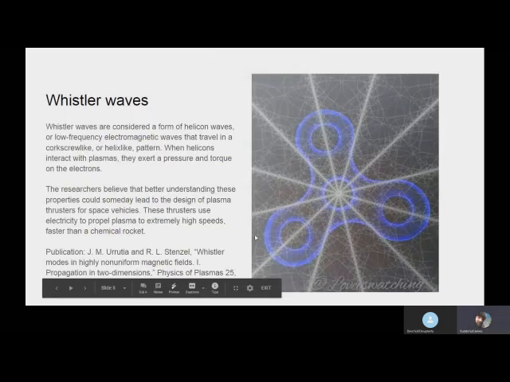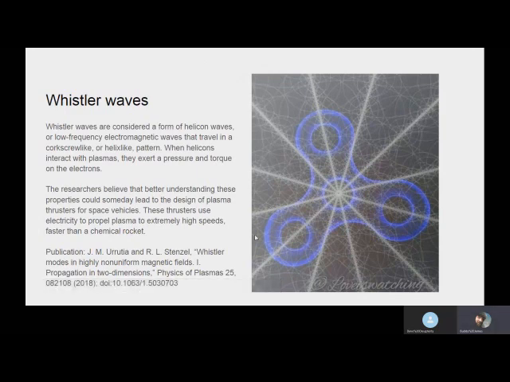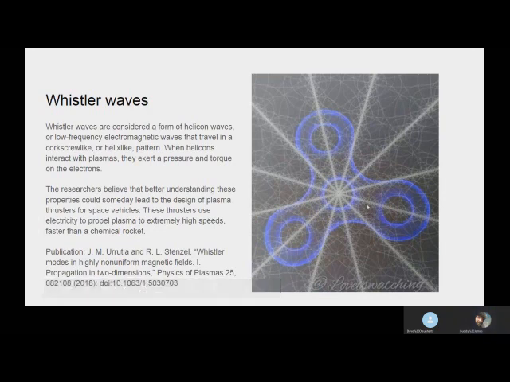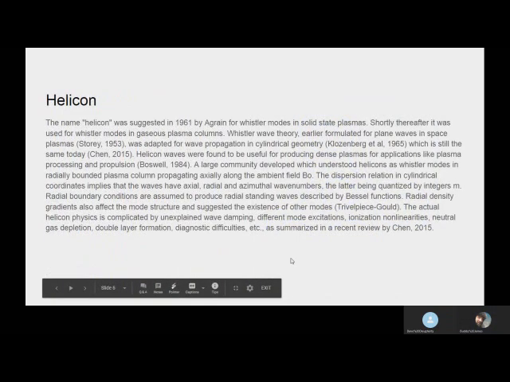Whistler waves. Whistler waves are considered a form of helicon waves, or low-frequency electromagnetic waves that travel in a corkscrew-like or helix-like pattern. When helicons interact with plasmas, they exert a pressure or torque on the electrons. The researchers believe that better understanding these properties could someday lead to the design of plasma thrusters for space vehicles. These thrusters use electricity to propel plasma to extremely high speeds, faster than a chemical rocket. So there's the credit there.